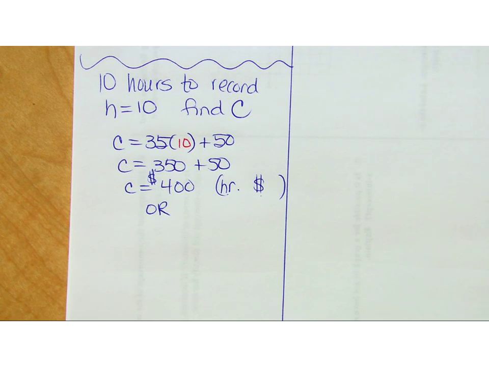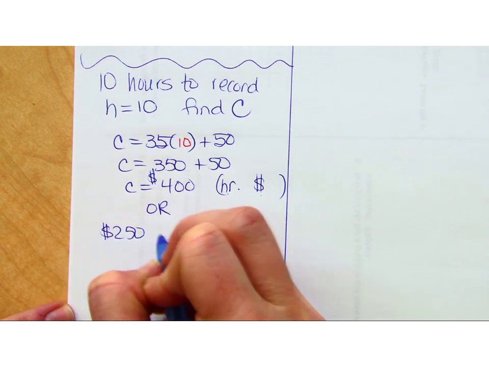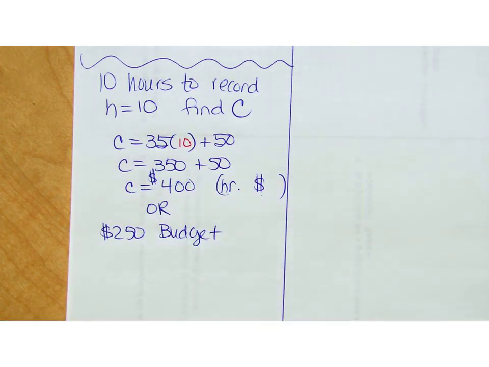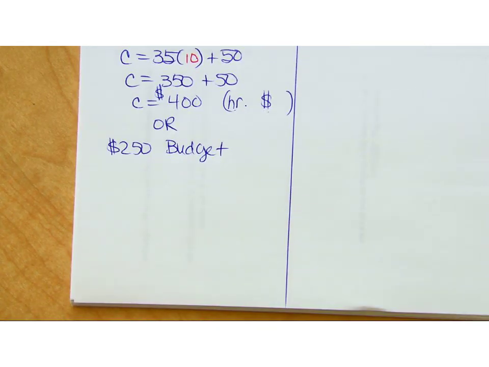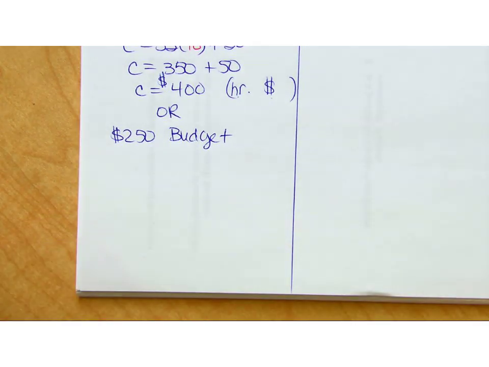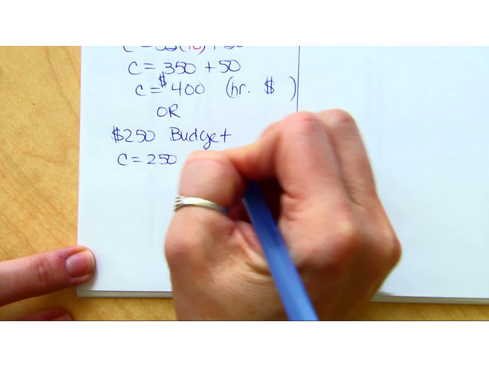Please pay up here. So if your budget is $250, we better figure out how many hours you can spend in there without going over, and you better get that song right. So now, what is my budget? C. So they're just coming out and giving me C and asking me to find H.